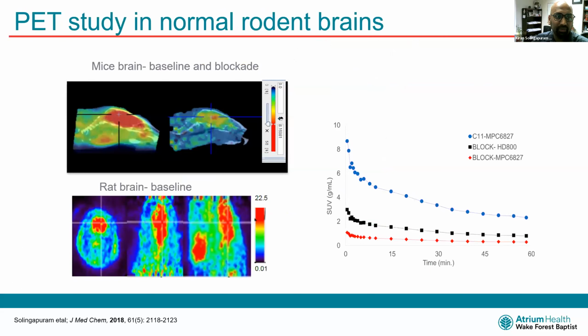As you can see here very clearly, we first did it in normal mice, and the tracer clearly goes in the brain in the baseline studies. Next, we even blocked with the cold compounds of the first generation and second generation. More than 80% of the tracer was blocked, showing that our tracer is very specific to microtubules. And we did the same thing in mice and rats.